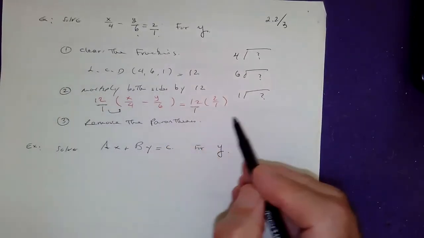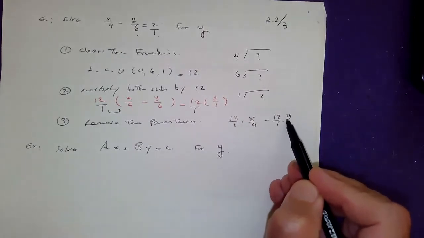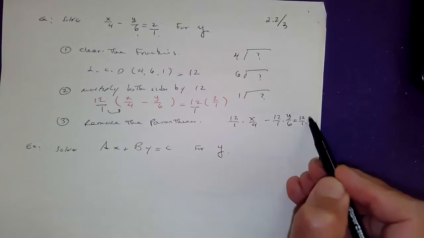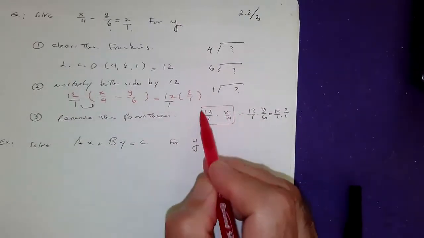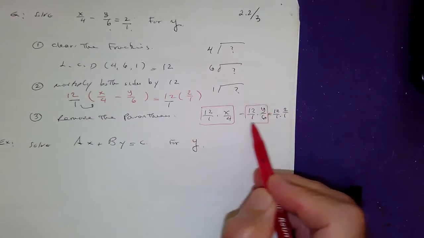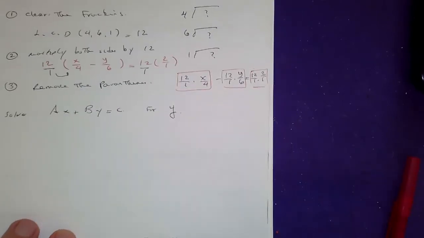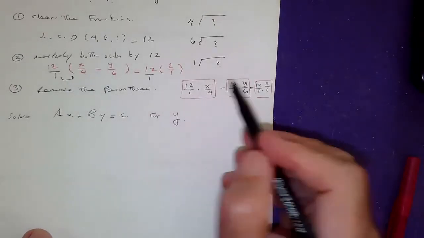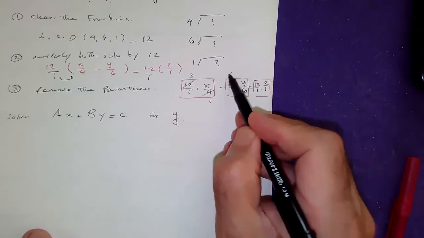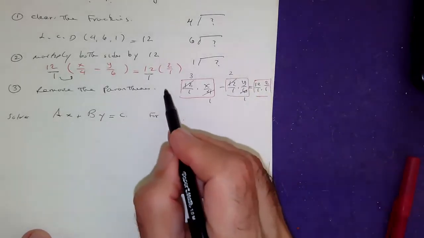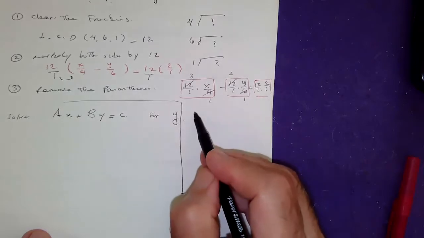Well, you multiply 12 over 1 by x over 4 minus 12 over 1 by y over 6, 12 over 1 by 2 over 1. Notice inside the boxes, I have multiplication of fractions. Do you see it? How do you multiply fractions? You cross-reduce them before you multiply. 4 goes into 12 3 times, 6 goes into 12 2 times, and on the right side, you got nothing to cancel, correct?